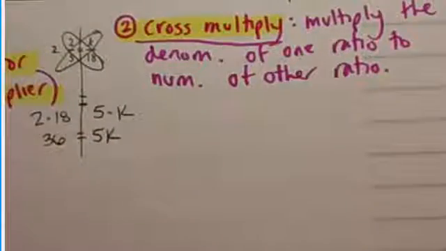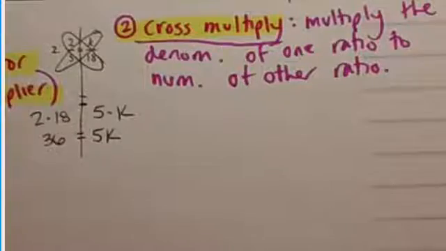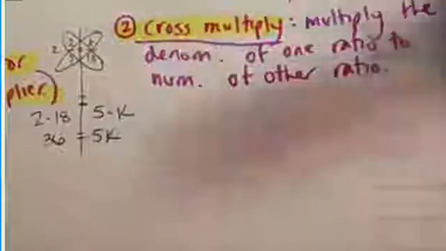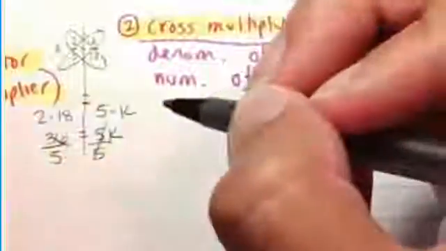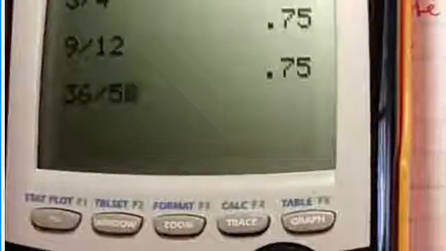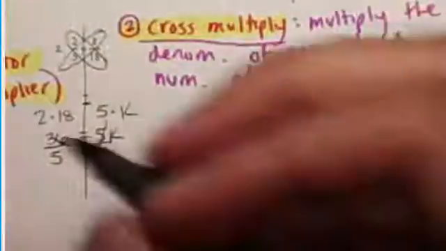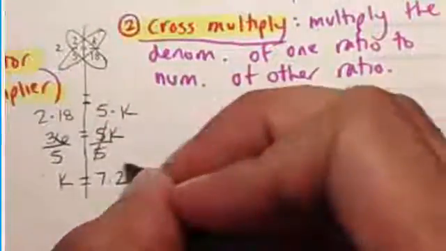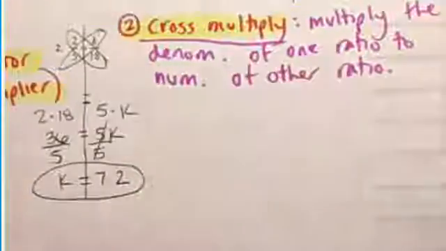From here, I have a one-step equation. How do I isolate k, or get k by itself? Right now it's 5 times k, so the opposite of multiplication, the inverse operation, would be to divide by 5. That cancels out on the k, and I divide the 36 by 5 as well, and I end up getting 36 divided by 5, which is 7.2. So k has to be 7.2 to make both ratios equal.